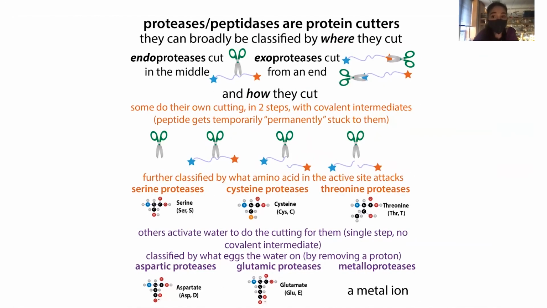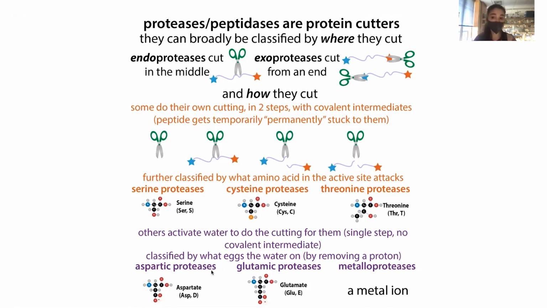So we can classify proteases based on where they cut. An endoprotease is going to cut in the middle, and an exoprotease is going to cut from the ends, as well as how they cut. Some of them do their cutting in 2 steps with covalent intermediates, where the peptide is going to get permanently stuck to them, like we see with serine proteases, cysteine proteases and threonine proteases. When we're talking about these proteases, we're not talking about what they're cutting next to, although that is one of the ways we can classify proteases. We're talking about what amino acid in the active site is going to attack. So here you have the serine or the cysteine or the threonine attack.